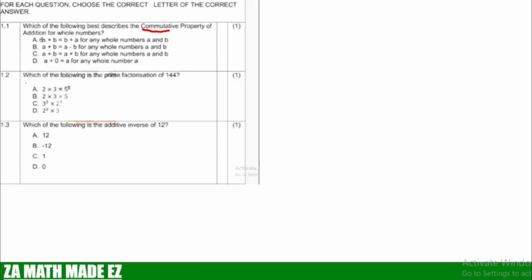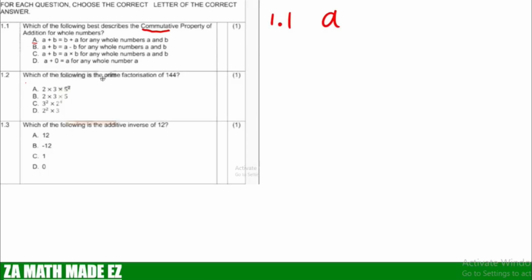Let's take a look at number A. A plus B is equal to B plus A. In answer A, the position of the A and B is swapped around after this equal to sign, and it is equal for any whole numbers A and B. The correct answer is A. Another easy way to think about it is, if I have 5 sweets and you give me 3, I have 8. But if you give me 3 first and then you give me 5, I still have 8. The order in which you gave me the sweets doesn't change the total amount of sweets. So that is basically the commutative property of addition. So the answer here is A.